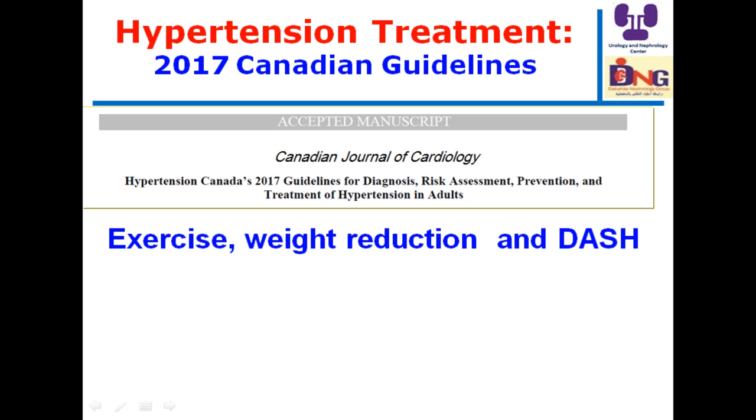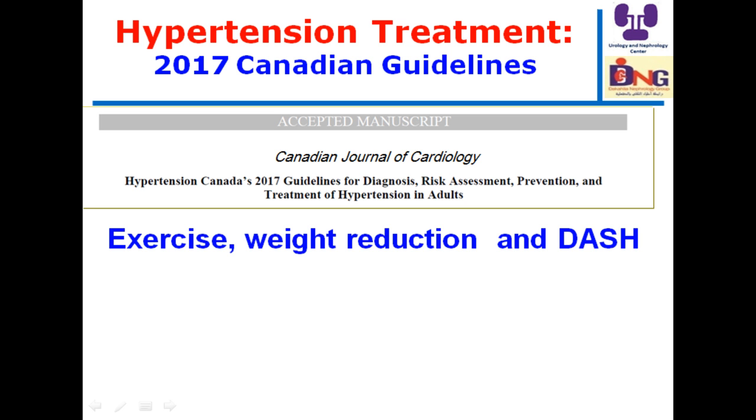So maintain a healthy body weight, body mass index less than 25 kilogram per square meter, and waist circumference less than 102 centimeters for men, or 88 for women. This is according to the Western guidelines, and you can find differences according to the races. For hypertensive patients to reduce blood pressure, all overweight hypertensive individuals should be advised to lose weight. And this is grade B evidence.